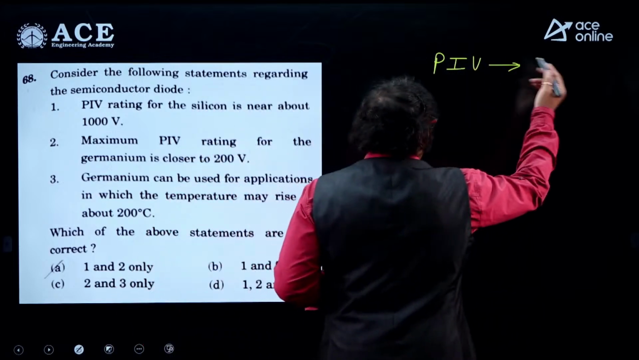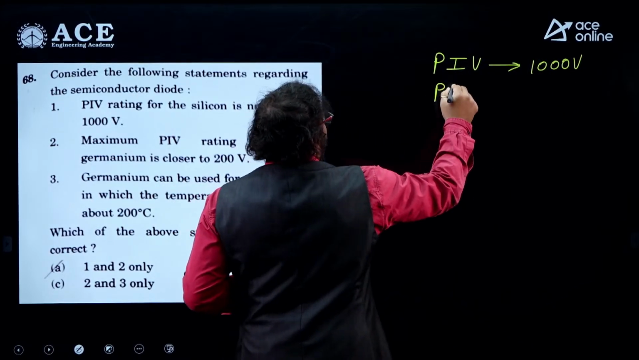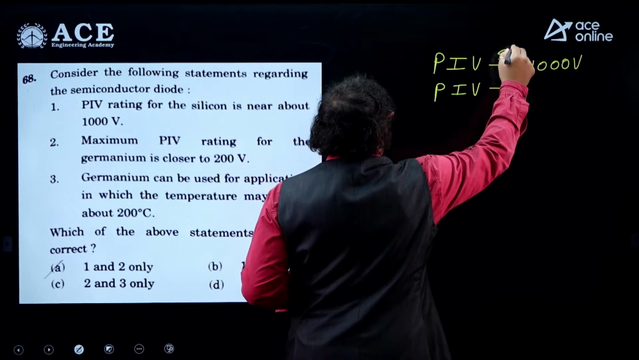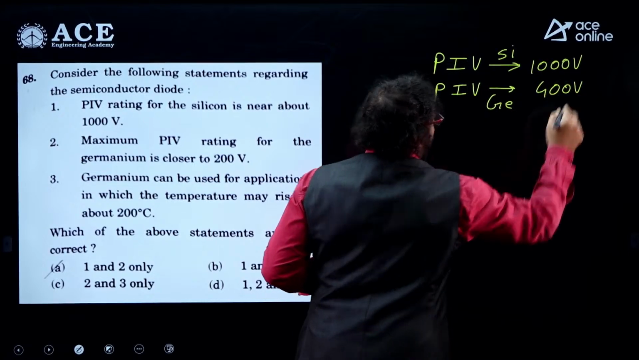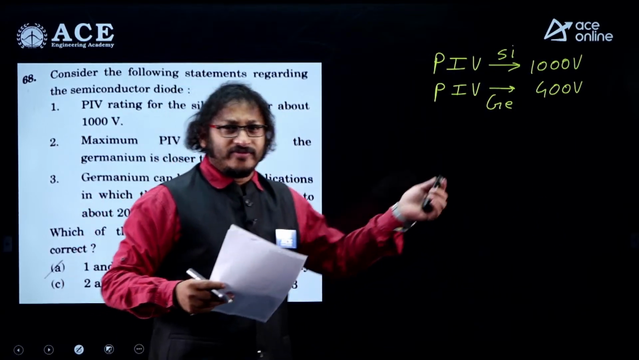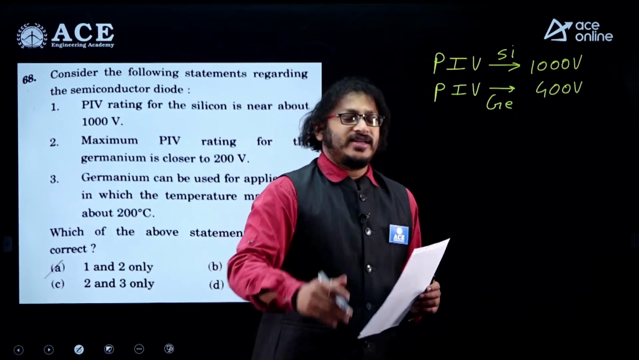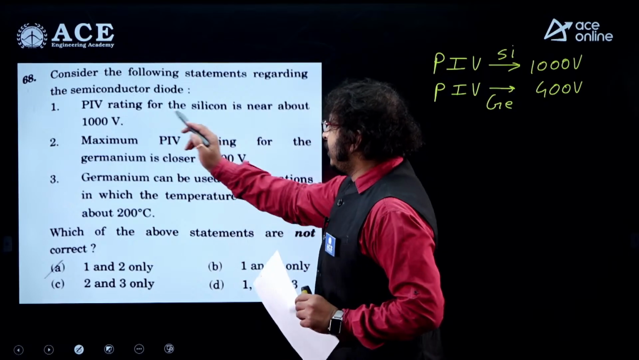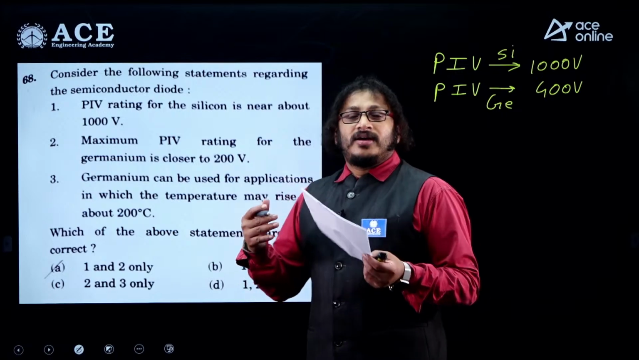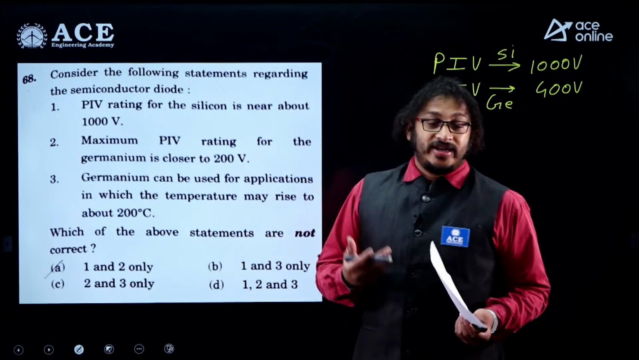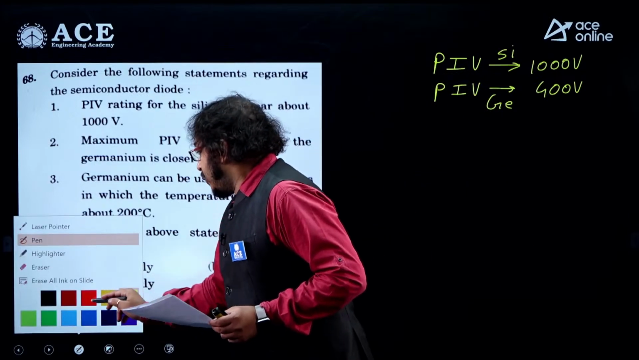So peak inverse voltage for silicon, commonly it is in the range of around 1000 volt. Whereas peak inverse voltage for germanium, it is commonly in the range of 400 volt, 500 volt. Whereas for silicon, it is around 1000, 1100 volt, commonly in that range. So the peak inverse voltage rating is the maximum reverse bias voltage dropped across a diode without causing any damage to the diode. This is right, this is absolutely right.